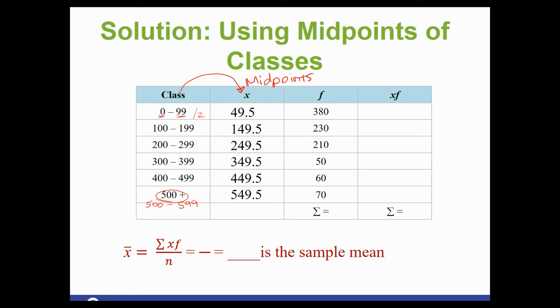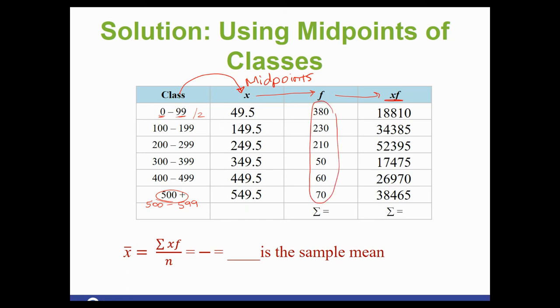So now that we have our midpoints, the next thing we need to do is take our midpoints times our frequency to get this XF value. These numbers are going to get a little big because we have big numbers we're working with. There they are. Now, we need to find some totals here. If we add up all of our frequency values, everything in this column right here, this is our sample size. So this is our N, and it's 1,000. Sometimes they will tell you in the problem that you have 1,000. Sometimes you have to find it by adding up your frequencies.